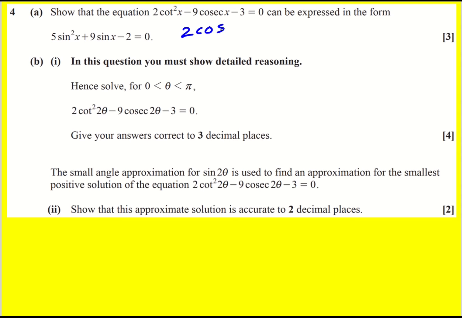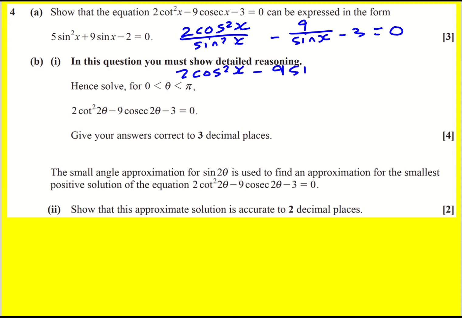So 2 cos squared x over sine squared x minus 9. Okay, well, cosec then is 1 over sine. So it'll be 9 over sine x minus 3 equals 0. So what we can then do is times through by sine squared. So 2 cos squared x minus 9 sine x, because when I times this one by sine squared, it partially cancels, minus 3 sine squared x equals 0.